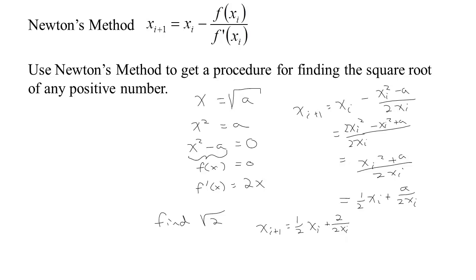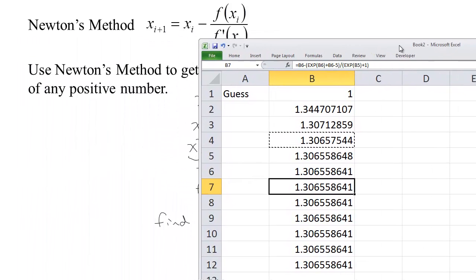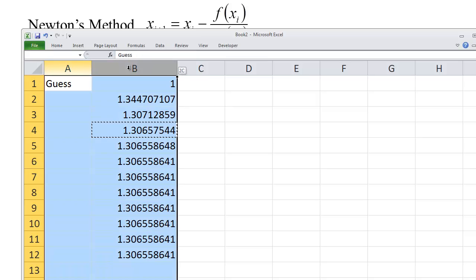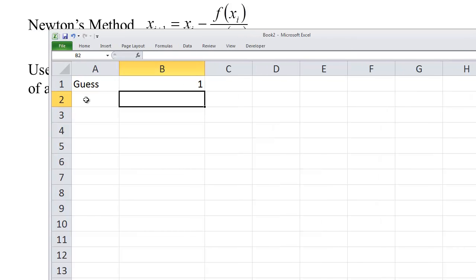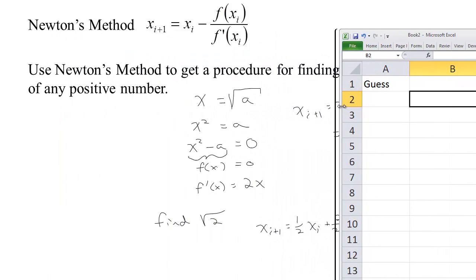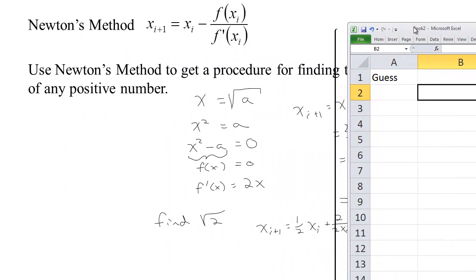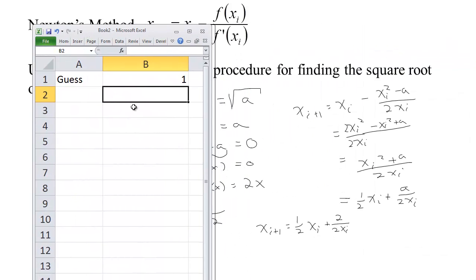Okay, let's program that in Excel here. So maybe I'll clean this off here. Okay, so our first guess, maybe we'll just guess 1 as our first guess. Remember, our formula says that our next guess should be the current guess over 2 plus 2 divided by 2 times the current guess. So I have my cell references there. So our next guess is 1.5.